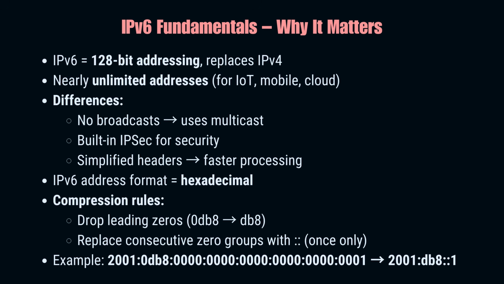IPv6 isn't just bigger addresses. It fundamentally changes how networks operate. With 128-bit addresses, we have enough addresses for every single grain of sand on Earth, several times over. Key differences from IPv4. No broadcast. Everything uses multicast. Built-in IPsec security. Simplified headers for faster processing. Automatic address configuration, SLAAC. IPv6 addresses use hexadecimal.